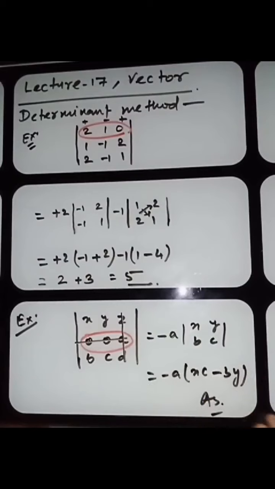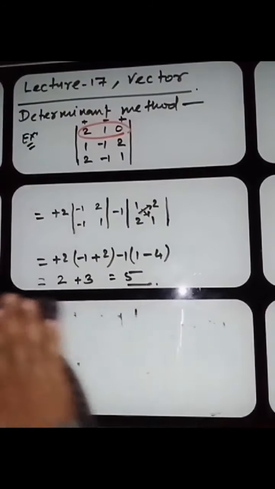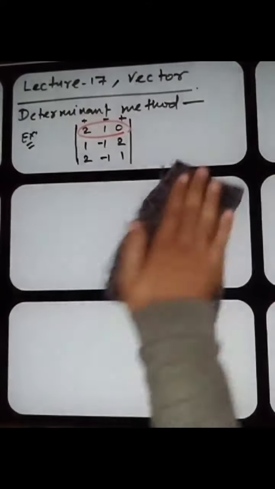This is the answer. Okay, my dear students, one more determinant I could solve, but I think we should start the vector part now. We should not link these particular examples. Now I will start how to get the cross product.